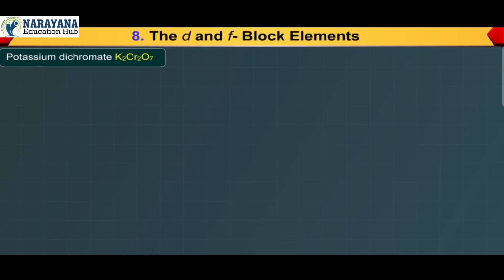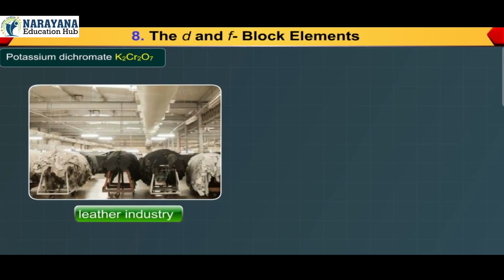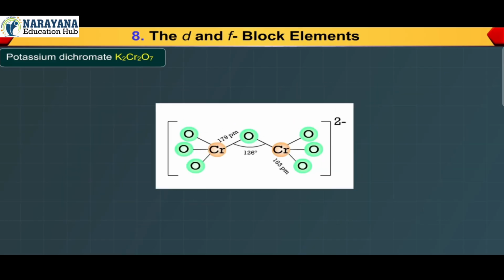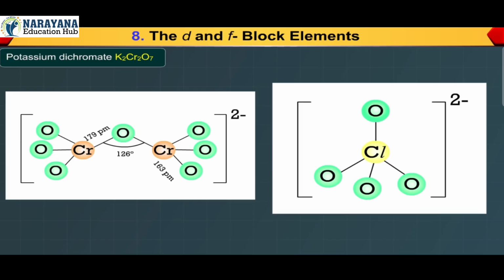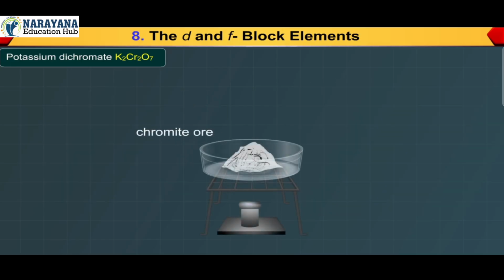Potassium dichromate, K2Cr2O7. Potassium dichromate is a very important chemical used in the leather industry and as an oxidant for the preparation of many azo compounds. Dichromates are generally prepared from chromates, which in turn are obtained by the fusion of chromite, that is, FeCr2O4, with sodium or potassium carbonate in free access of air.